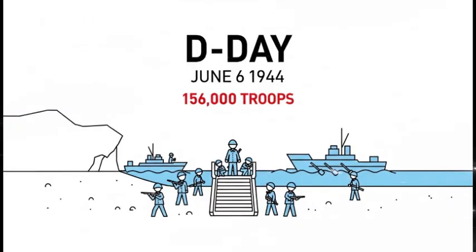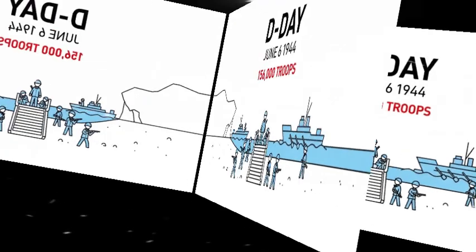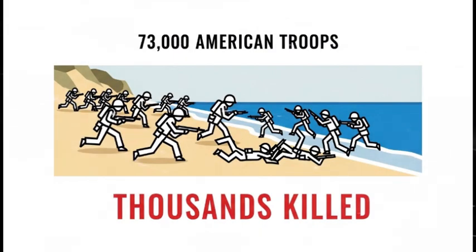On June 6, 1944, D-Day, over 156,000 Allied troops landed on the beaches of Normandy, France. Over 73,000 were American. The fighting was brutal. Thousands died on the beaches.